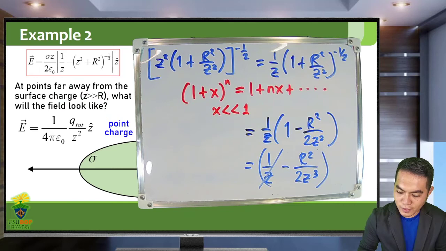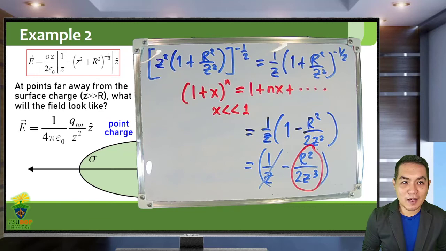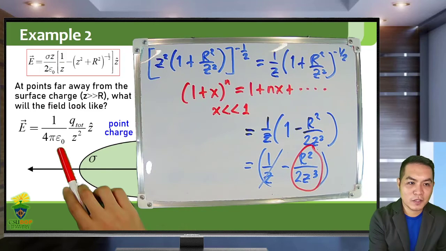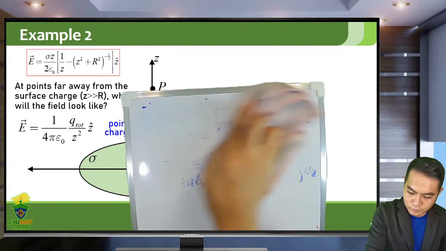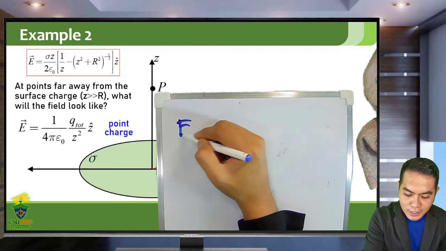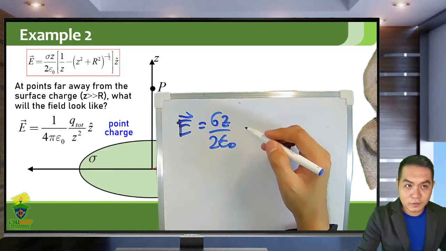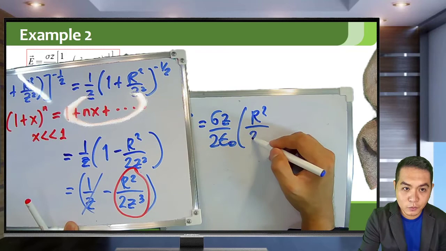If you simplify that, you multiply this by sigma z over 2 epsilon naught. Your E now will become sigma z over 2 epsilon naught, and what's left in the square bracket will be r squared over 2 z cubed. So this is in the z hat direction.